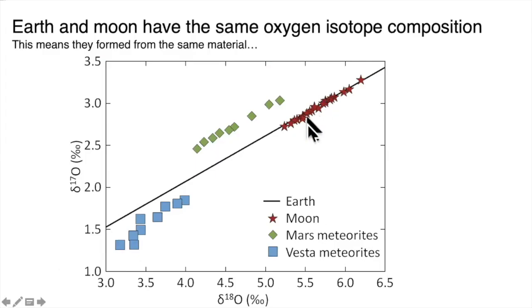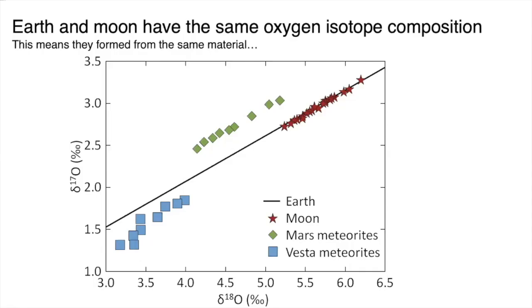So you can see that these moon rocks fall exactly on the line that's found for Earth. So Earth and the moon have nearly identical oxygen isotope compositions. This is in contrast to planets or asteroids that form elsewhere in the solar system. You can see Mars falls well off this line, and so do these meteorites derived from Vesta.